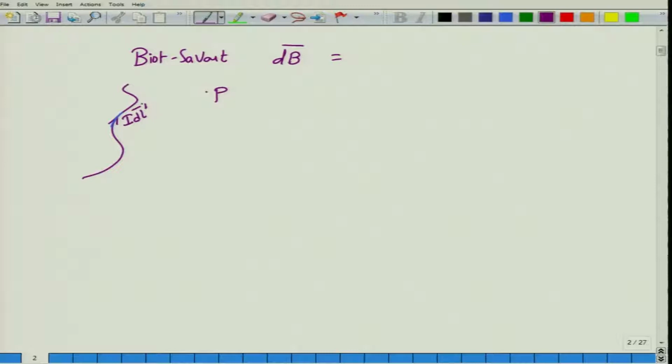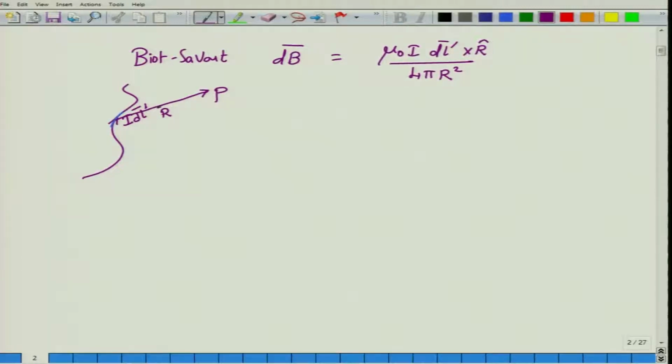So this is the point at which you are trying to calculate the magnetic flux density dB. Then this dB will be given by mu 0. I am assuming that the space we are considering is free space or non-magnetic, therefore mu is a constant mu naught, I dl prime cross r hat divided by 4 pi r square, where r is the distance from the current element to the point P.